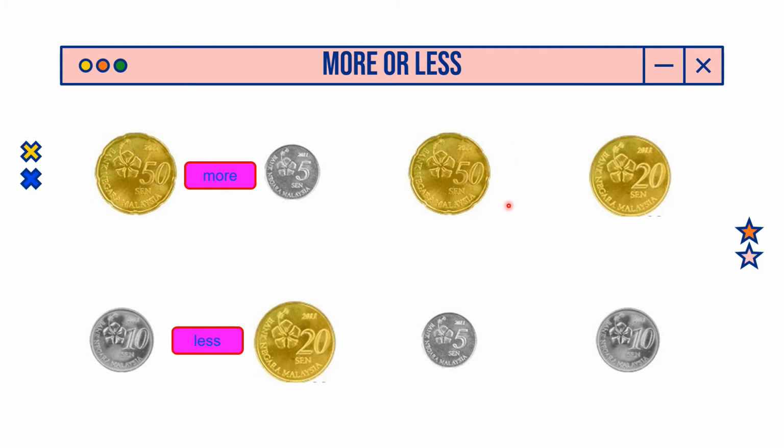The next one in pair, 50 cents and 20 cents. Of course, here we know that 50 cents is always more than 20 cents. Ingat, 50 mesti lebih daripada 20. And last one, we have 5 cents and 10 cents. 5 dengan 10, mestilah 5 cents is less than 10 cents. Good job.